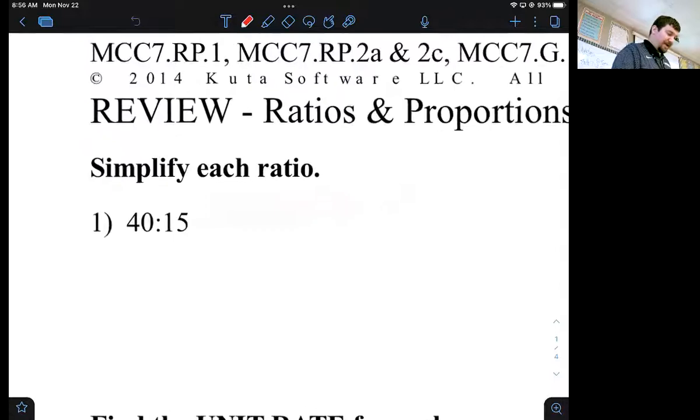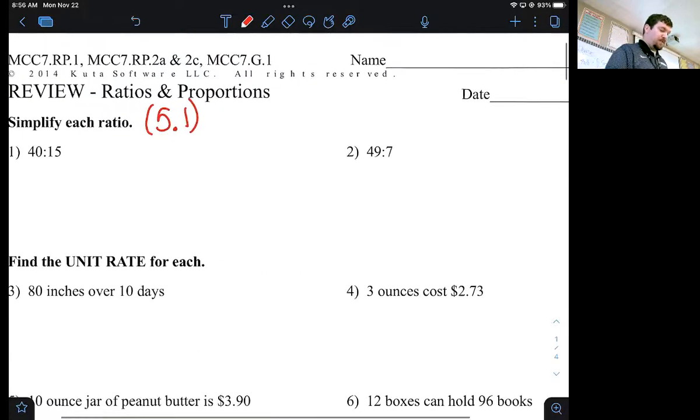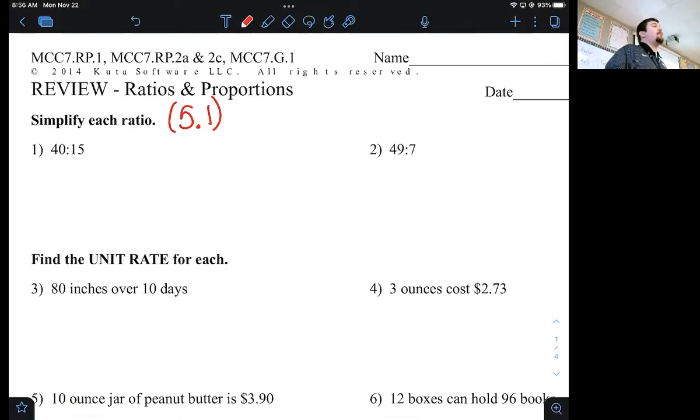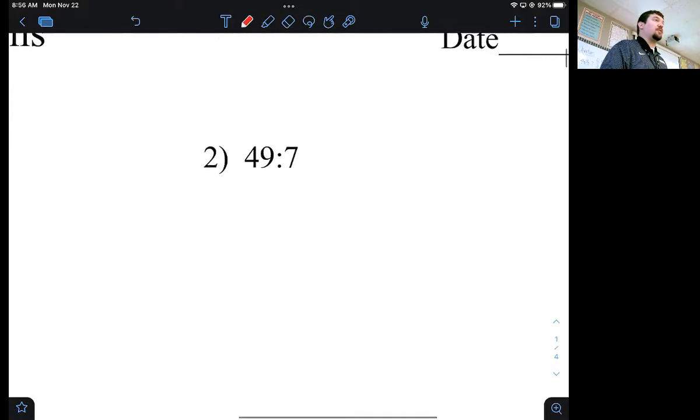So when it says simplify each ratio, by the way, this is from section 5.1. You did this in 5.1 homework. We're going to look at number 2. That's one way you can write a ratio, by using a colon. The most common way of writing a ratio is using a fraction. And when it says simplify, when I think of simplifying or reducing, I think of fractions. So how would I write this as a fraction? 49/7.